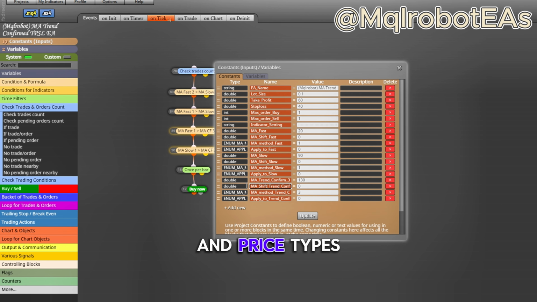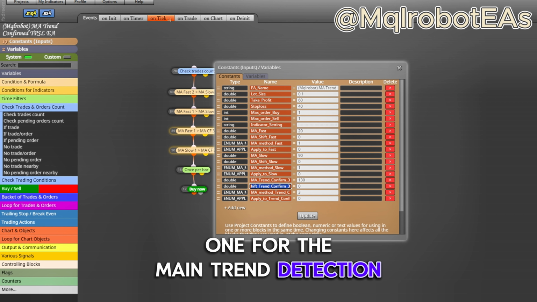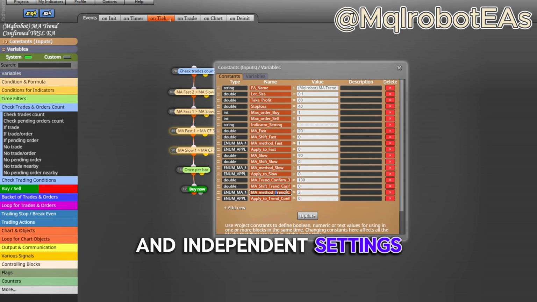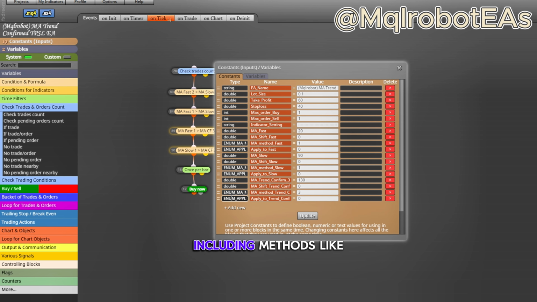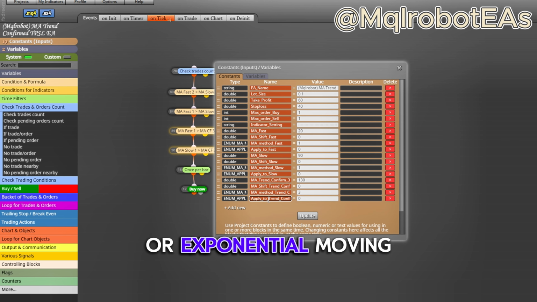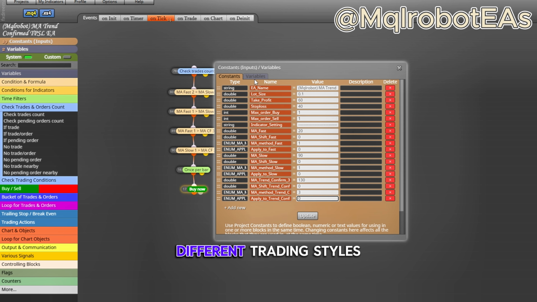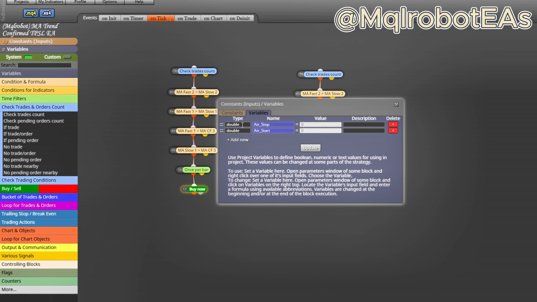There are multiple MA setups, one for the main trend detection, another for the confirmation, and independent settings for fast and slow lines, including methods like simple or exponential moving average. This flexibility lets you tailor the system to different trading styles or instruments.